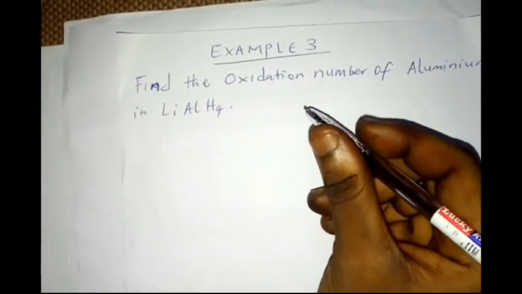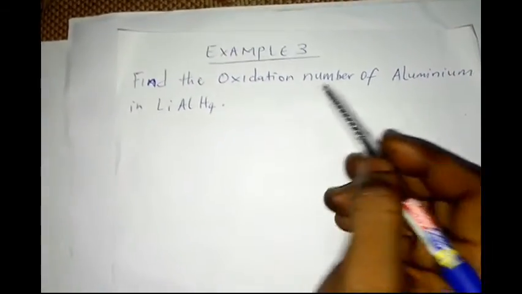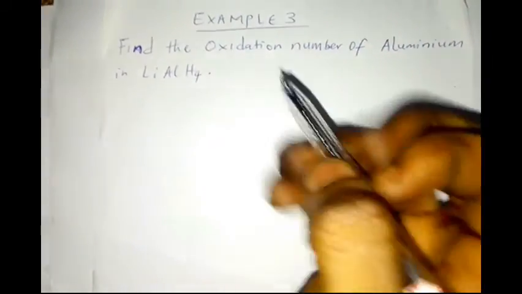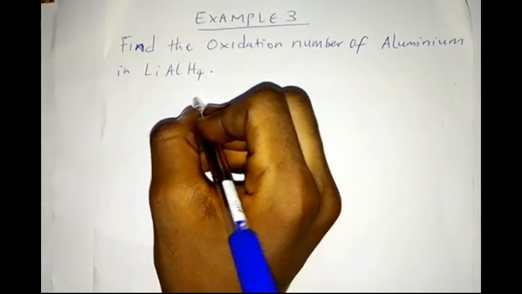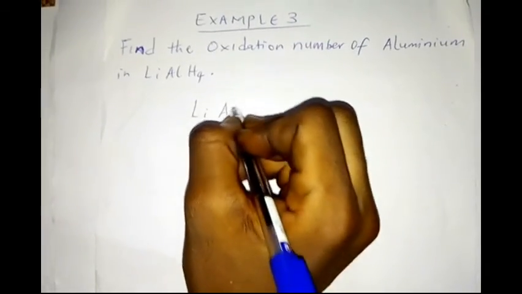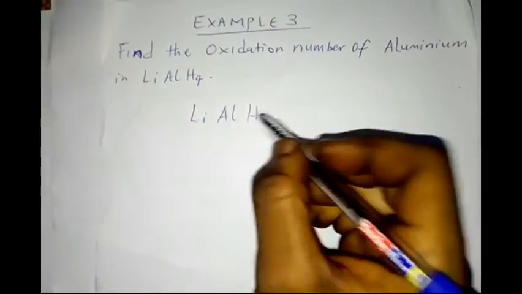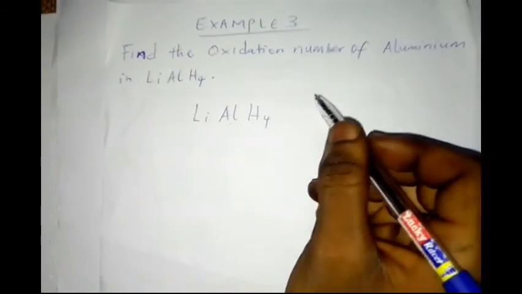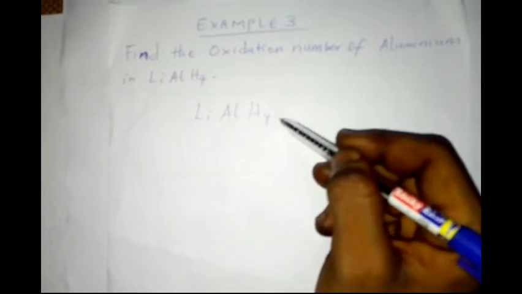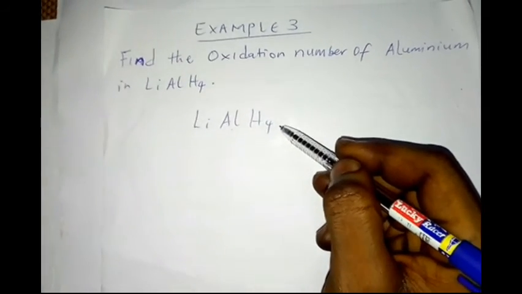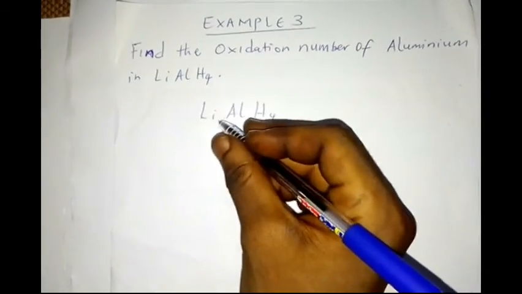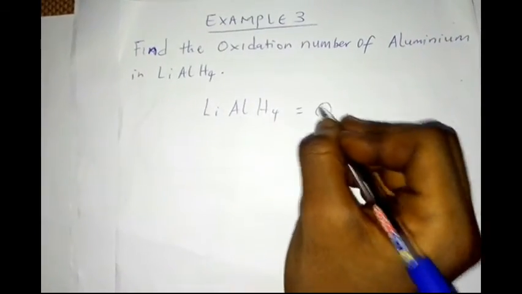Okay, so let's try this third example. Find the oxidation number of aluminium in LiAlH4. Now, the compound given is LiAlH4, and we have lithium, aluminum, and hydrogen. Now, remember that because this compound is neutral, it has no charge, the sum of the oxidation numbers will be 0. So, which means that the sum will be equal to 0.